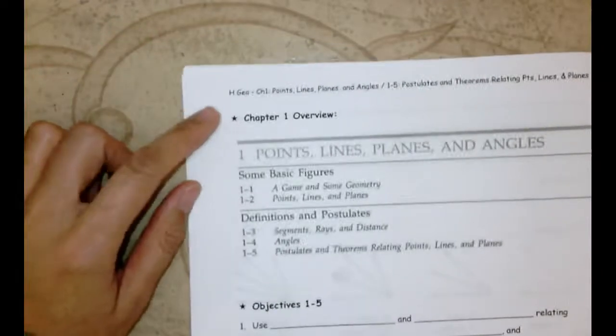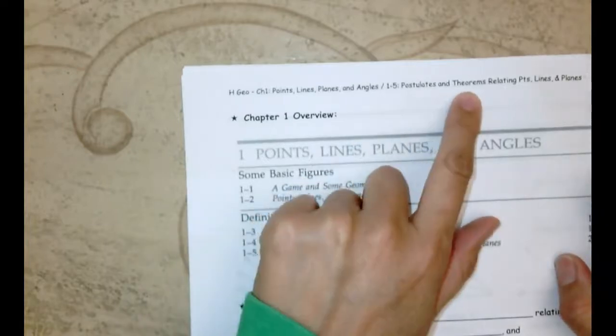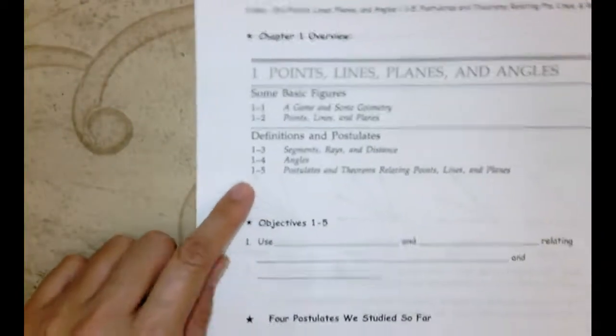Okay, this is for Honors Geometry, Chapter 1, Section 1.5, Postulates, Theorems, and Relating Points, Lines, and Planes. Okay, so this is the last section of Chapter 1.